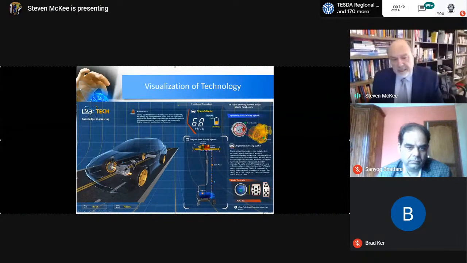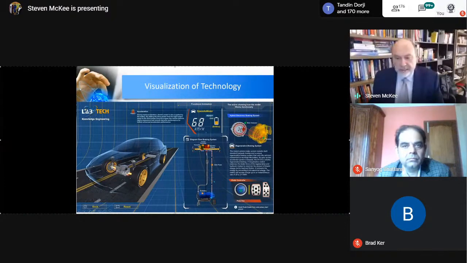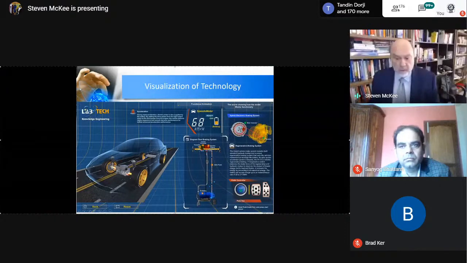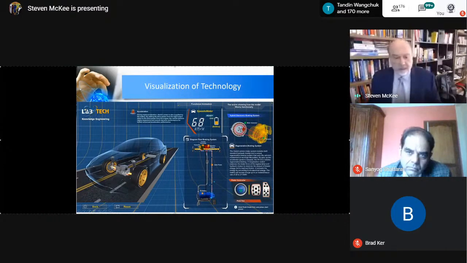And here you can see the interrelationship of the main systems. You get a technical description of the main systems. These are all animated when they're on the screen. We can control the vehicle, we can start it up, we can accelerate, we can go down the road, and we can see what's happening here.